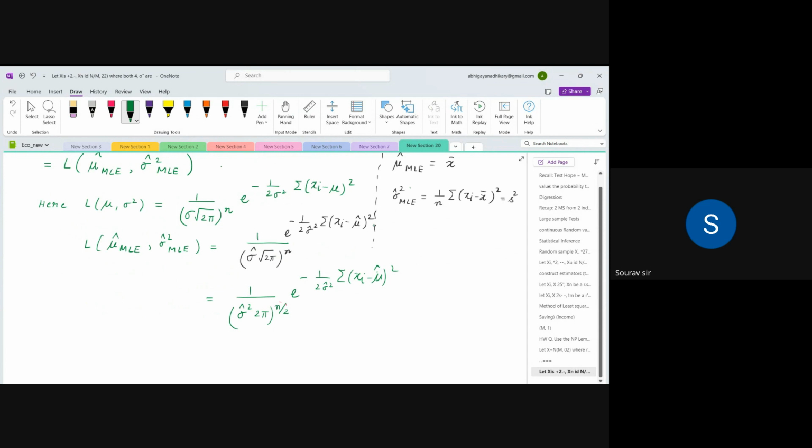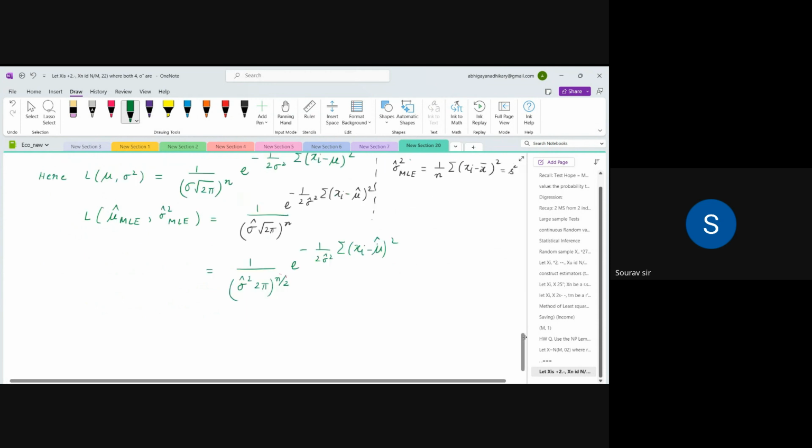Yes, yes. Correct? Now, if you can replace first the mu hat value, going step by step. So that is 1 by sigma hat square 2 pi to the power n by 2, e to the power minus 1 by sigma hat square summation xi minus x bar whole square. Okay. So we replaced mu hat first as x bar.